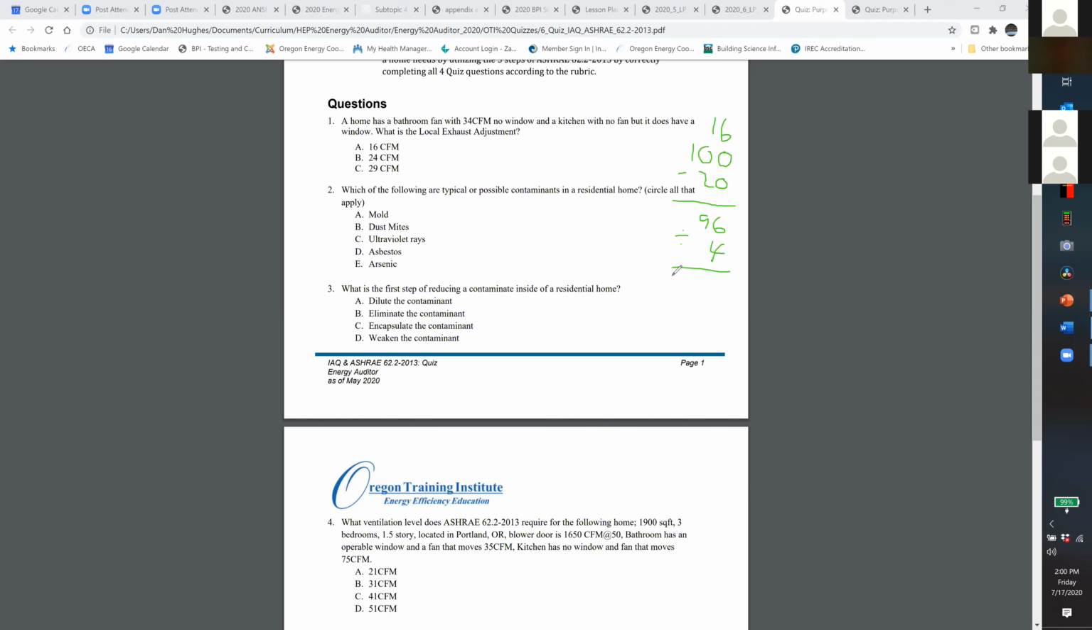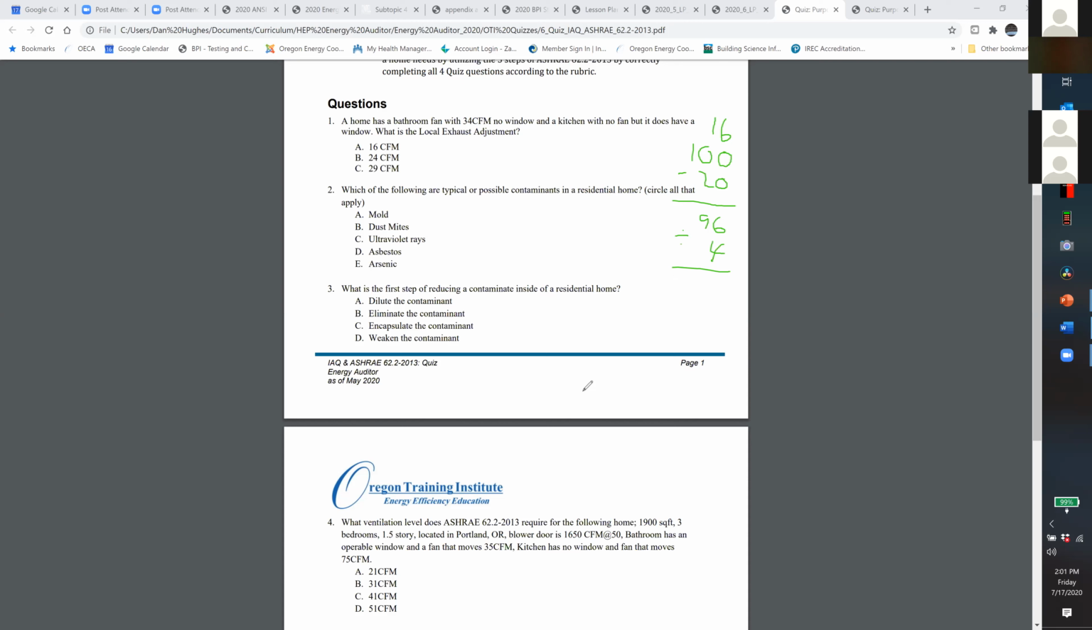And then the ultraviolet rays was kind of just a bogus one. Though that might change now with COVID. A lot of talk about using ultraviolet to sterilize the air, but we won't get into that.